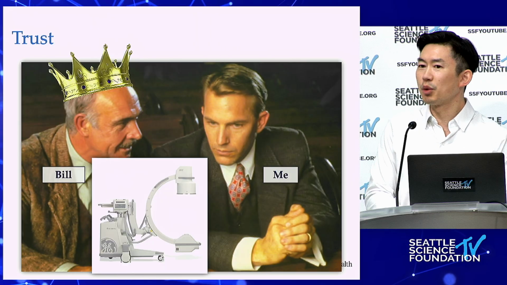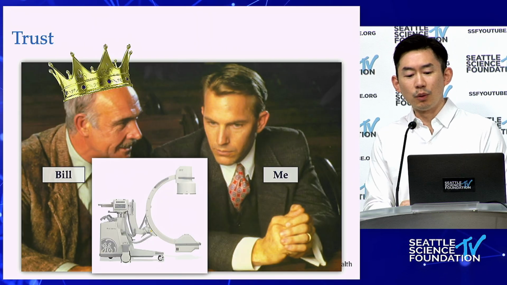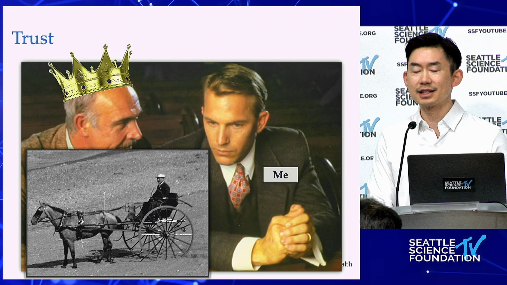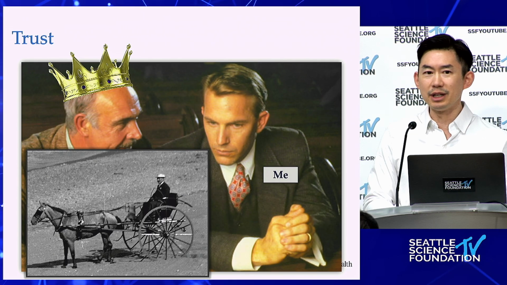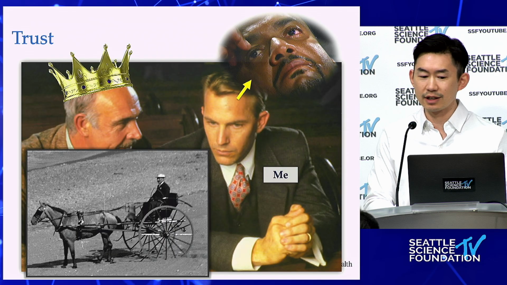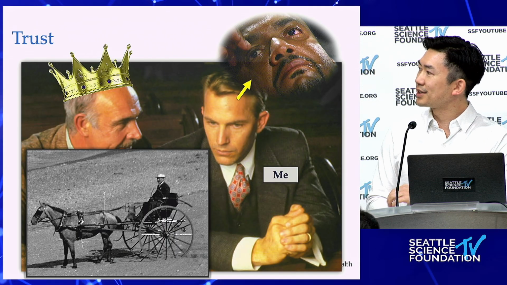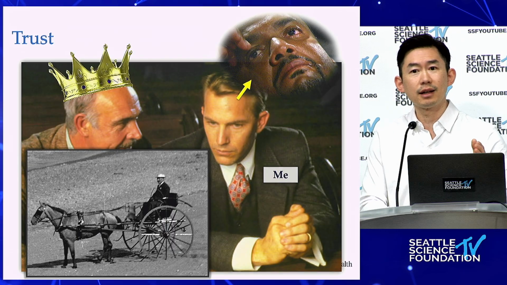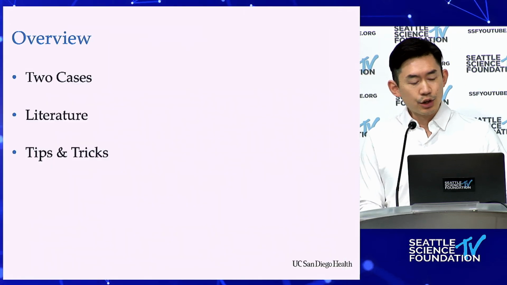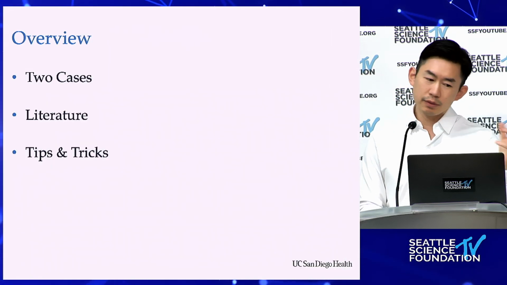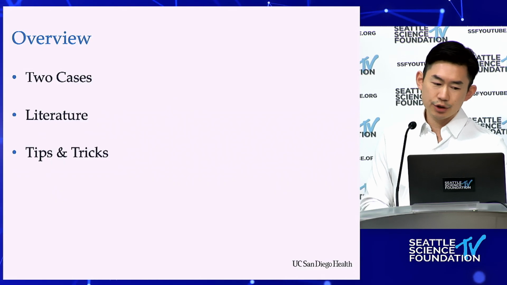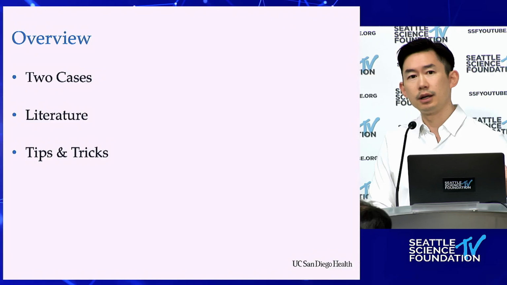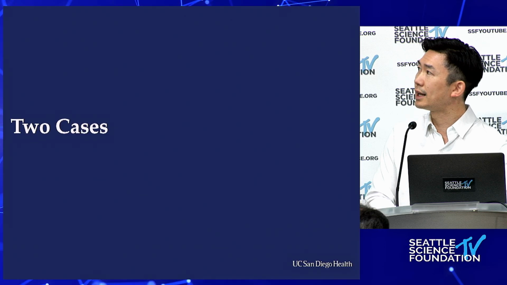And the thing is, he used the word C-arm, but what I heard out of his mouth was like a horse and buggy. It made me feel like I was in the medieval ages having an X-ray machine in there, and I just had this existential crisis about what I was doing. And so that's my path on adopting navigation. So as an overview, I'm going to go over two cases, a touch of literature, and then my own tips and tricks on how I got over my own learning curve in trusting the nav.